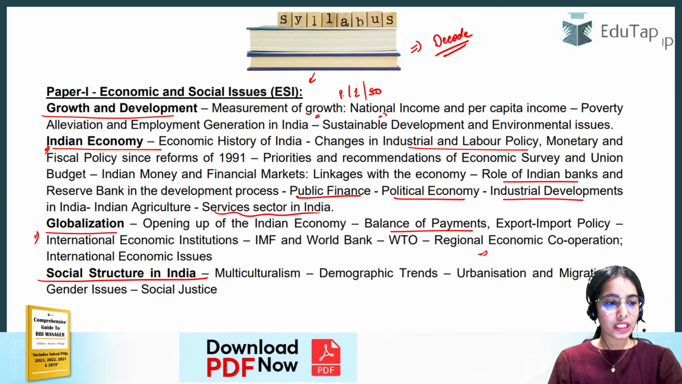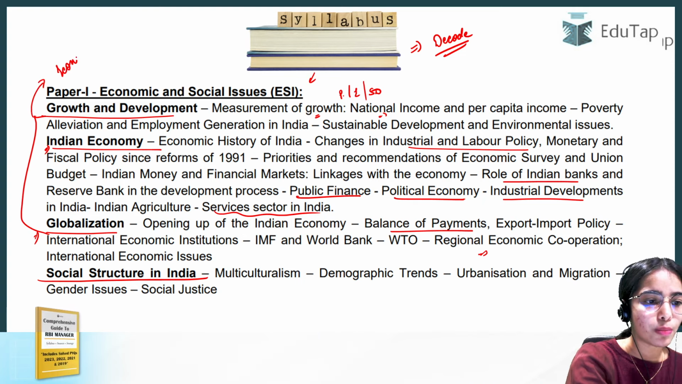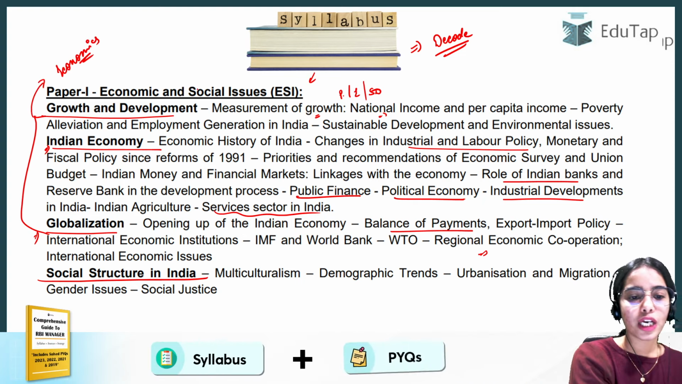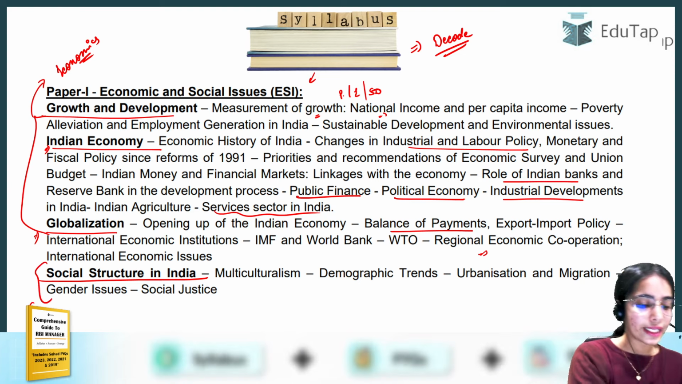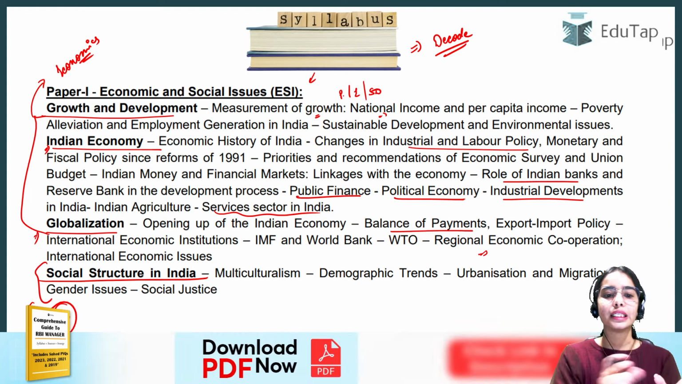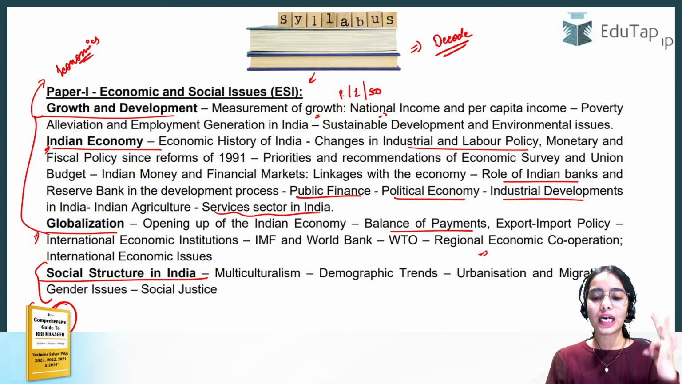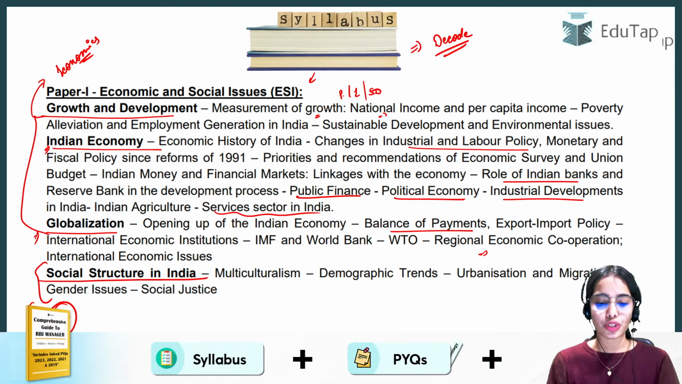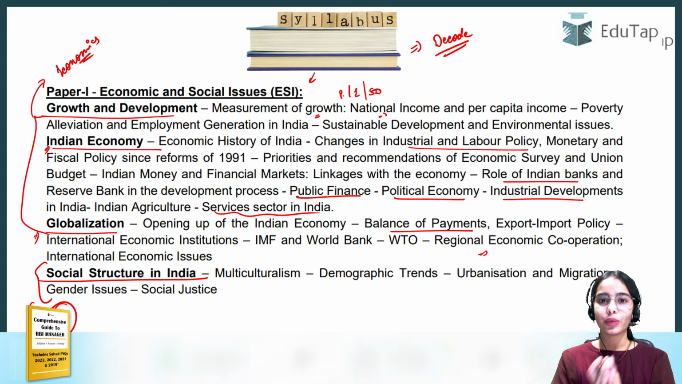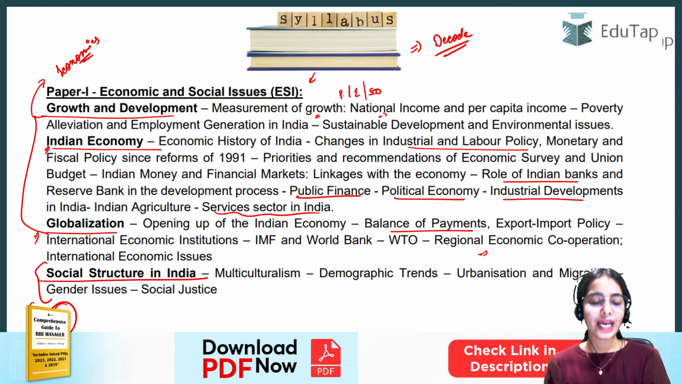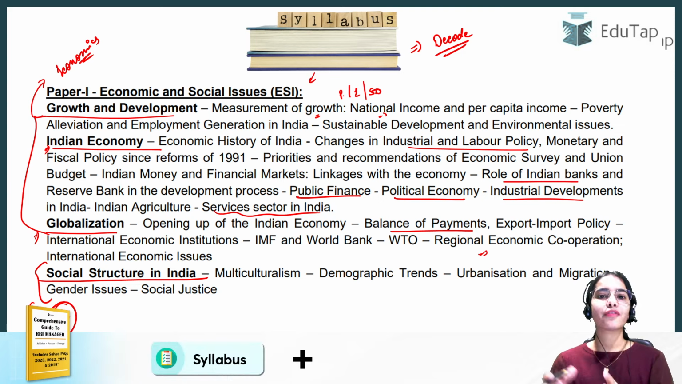Okay, so these are the three broad heads that are the economics portion in the economic and social issues. Then the fourth head is regarding the social structure in India, that is the social issues component in the ESI. Okay, in the social structure in India, we have multiculturalism, demographic trends, urbanization, migration, gender issues and social justice. Okay, so this is the syllabus that you get in the notification of the RBI Grade B, and I hope you understand the basic syllabus of the ESI that is given in the notification.